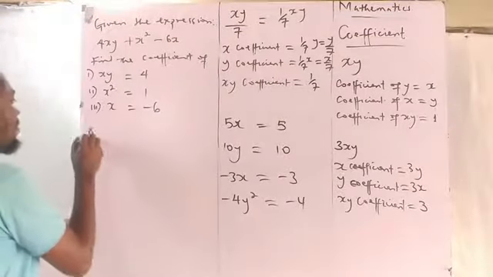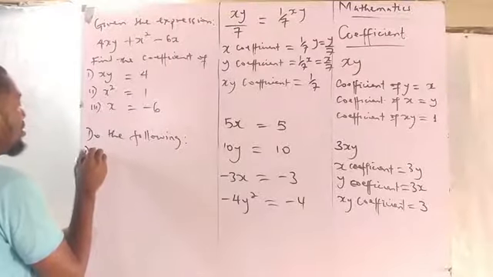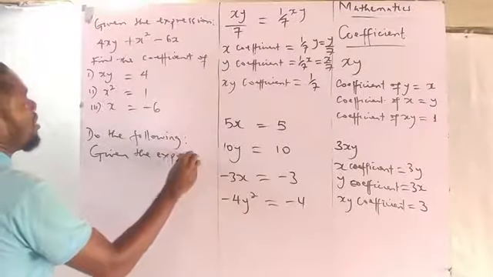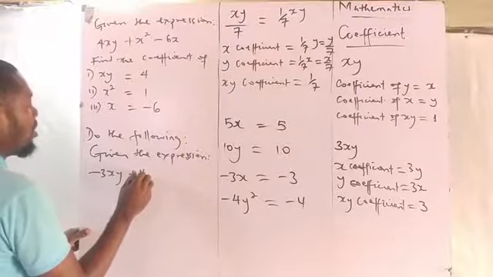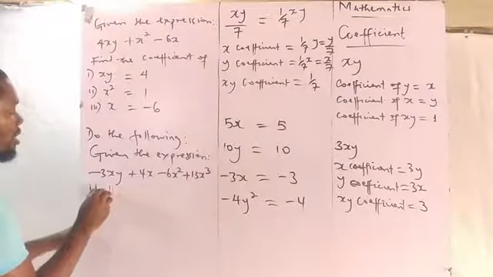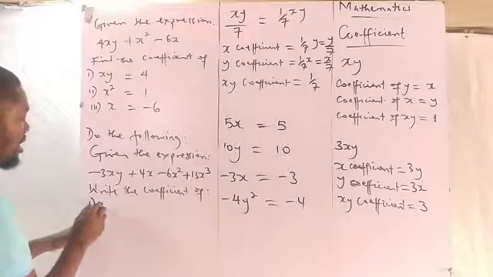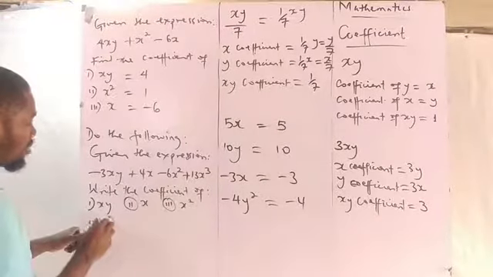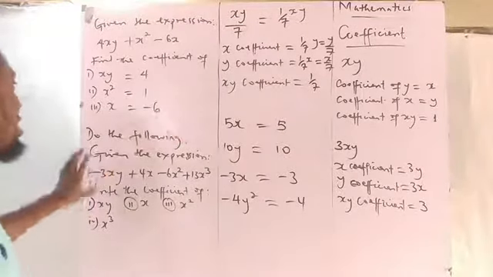So do this yourself. Do the following. Number 1, given the expression, you have minus 3xy plus 4x minus 6x squared plus 13x raised to the power 3. Write the coefficient of number 1, xy, number 2, x, number 3, x squared, and number 4, x raised to the power 3. Write out their coefficients and forward your answers to me.